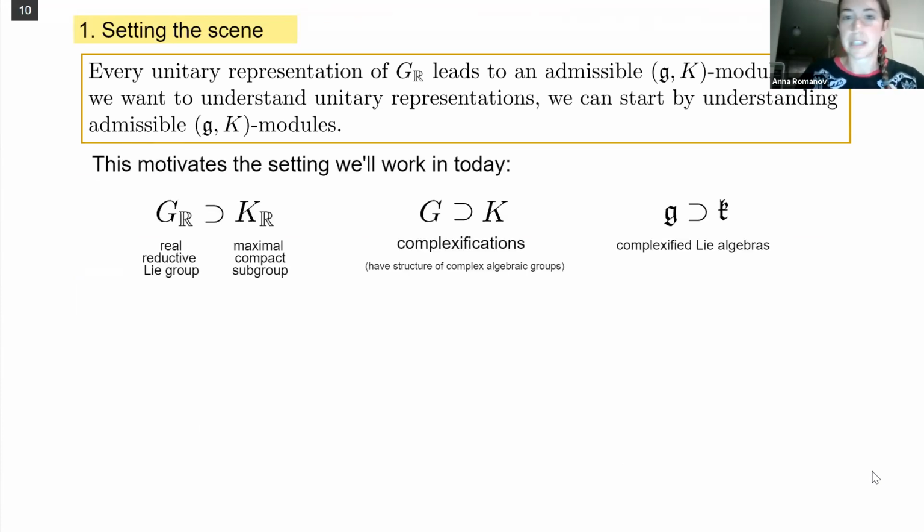And a little more precisely, the setting we'll work in today is we'll fix some real reductive Lie group and within it a maximal compact subgroup. And then we'll complexify. So we'll lose the real structure pretty quickly. And throughout the talk, we'll be working with complex algebraic groups, G and K. So whenever I drop the subscript, I mean my groups are complex. And then I'll use Fraktur letters for the corresponding complexified Lie algebras.